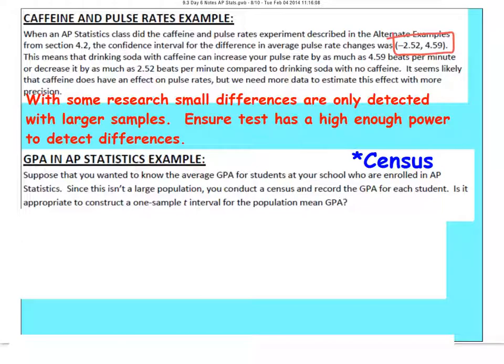Remember, the t-tests for the means are not robust against small sample sizes. So even though we can perform the test because it might meet the normality requirements, you just want to be cautious about whether your sample size is large enough.